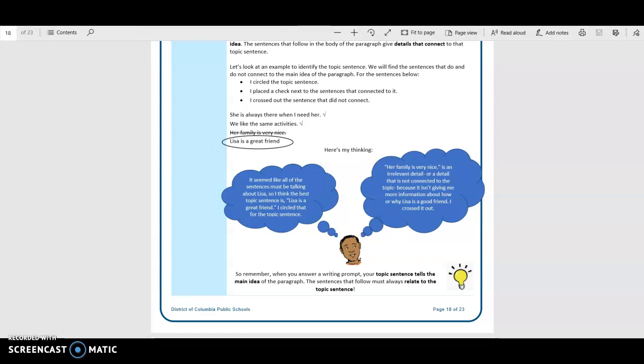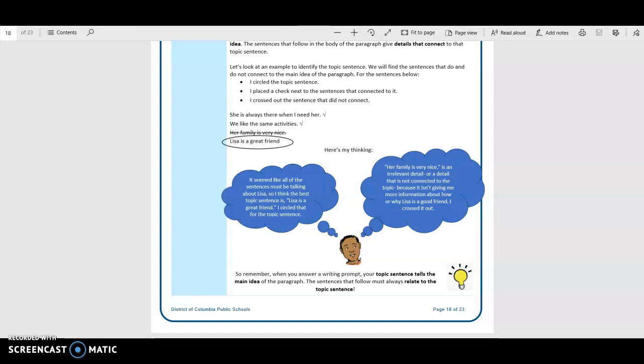Lisa's a great friend because she's always there when I need her, and we like the same activities. But her family is very nice. That doesn't support or help me understand why Lisa is a great friend. So I don't need it. So I crossed it out. So remember, if your sentences don't support the topic sentence or the main idea of your paragraph, you have to rethink it, cross it out, and write something else.